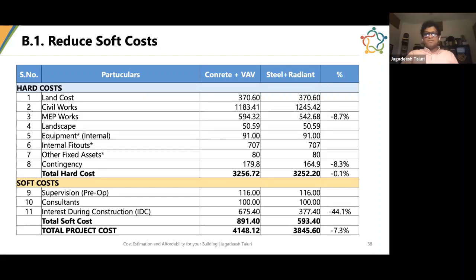And if you see the IDC cost has decreased by 44%. Instead of 675 lakhs, you're only accounting for 377 lakhs. The total project cost came down by 7.3%, just because we went from RCC to steel, and we are able to do the whole building in 14 months instead of 36 months. So if you account for the time value of money, the interest during construction, and how the builders are going to be using their funds, you will be able to build an advanced building with an advanced construction system and advanced air conditioning system at a much lesser price.